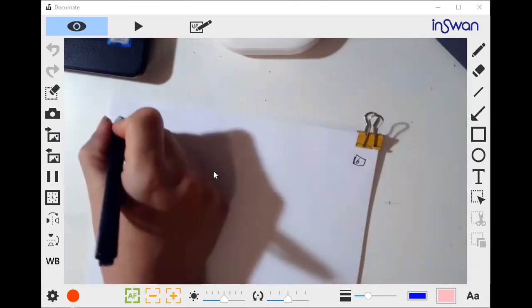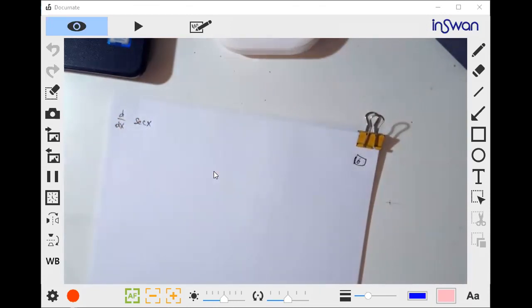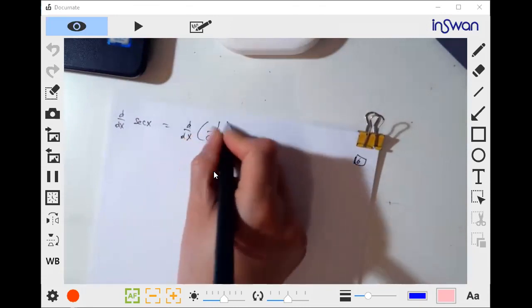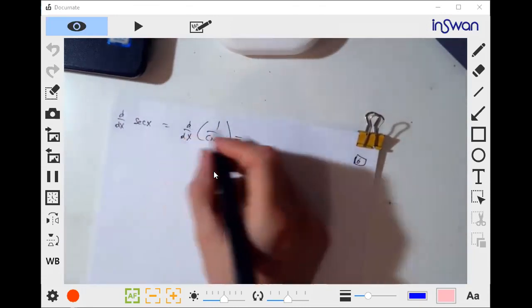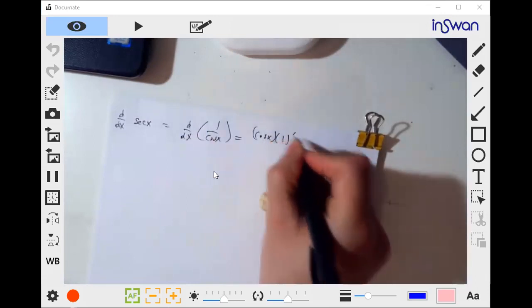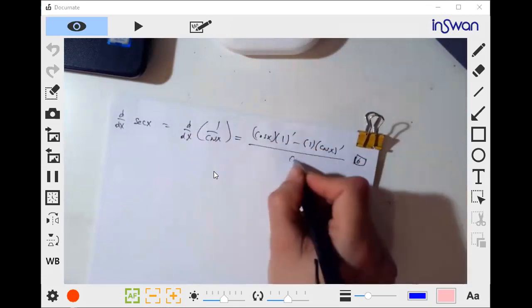Let's do another example. What is the d dx of secant of x, for example? That's d dx of 1 over cosine of x. So the derivative of the quotient rule says bottom times the derivative of top minus top times the derivative of the bottom all over the bottom squared.